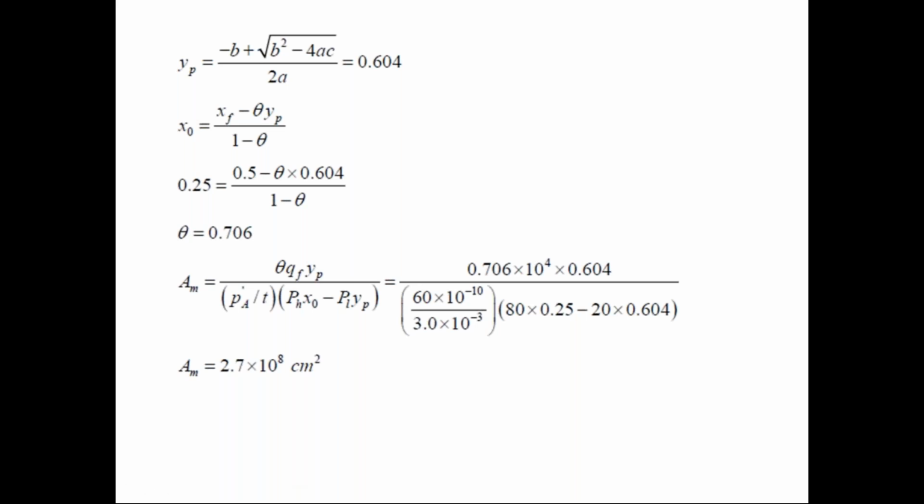Very large area. 10 power 8 centimeter square means very high area is required. For example, if you convert, maybe 2.7 into 10 power 4 meter square. Okay, very huge area is required for getting a separation of very less, maybe 0.5 to 0.6. Okay, so you can now go for a different type of configurations which will provide this much of area in a small space. So that is also very important.